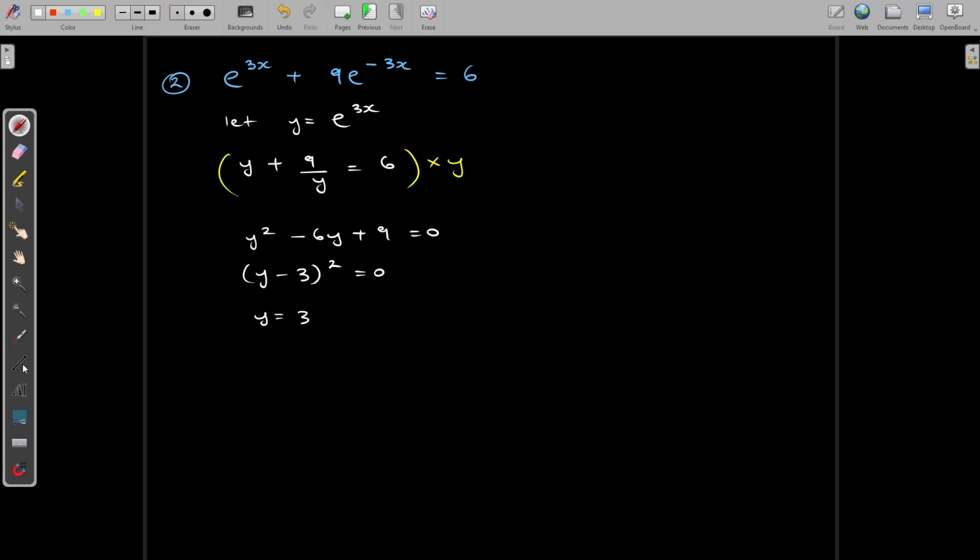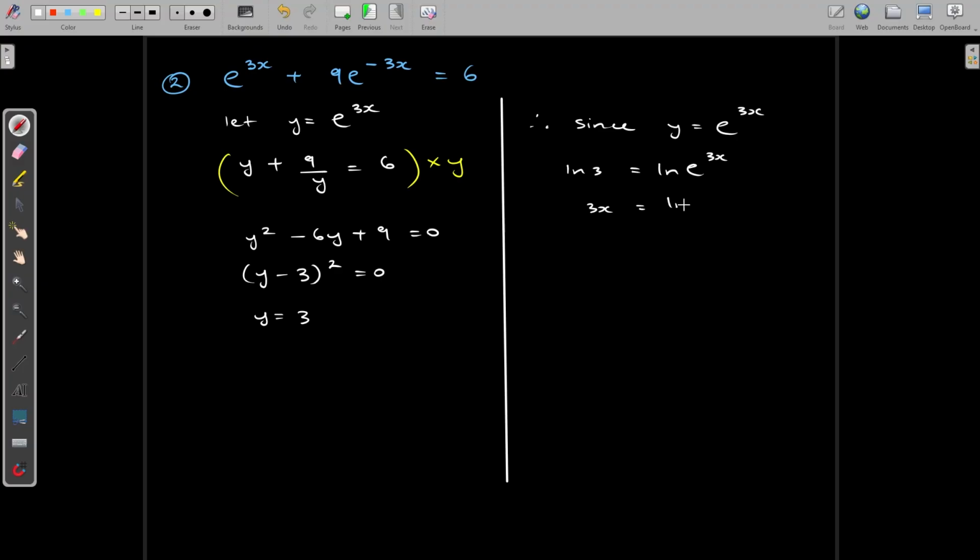So y is equal to 3. So therefore, since y is equal to e to the 3x, ln 3 is equal to ln e to the 3x. So 3x is equal to ln 3, x is equal to ln 3 over 3. Is that what you got? Yes, sir. Just 1/3 ln 3. Yes, same difference.